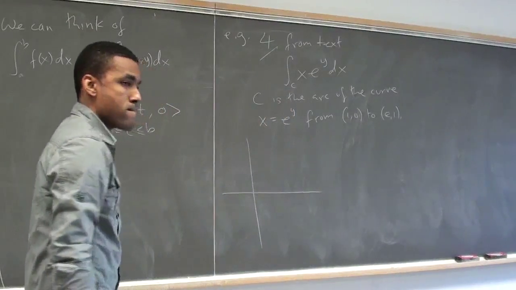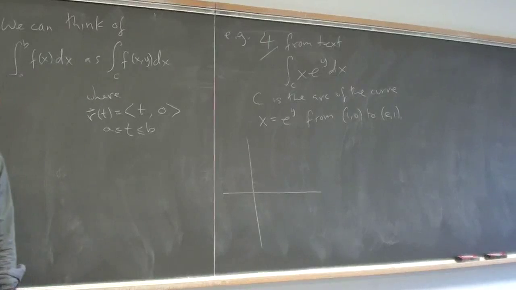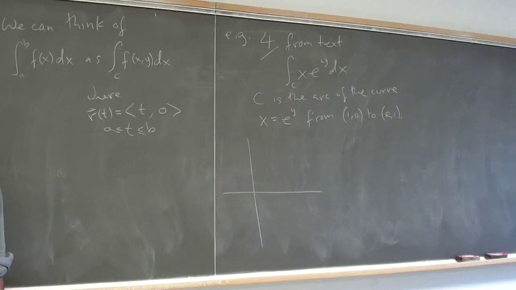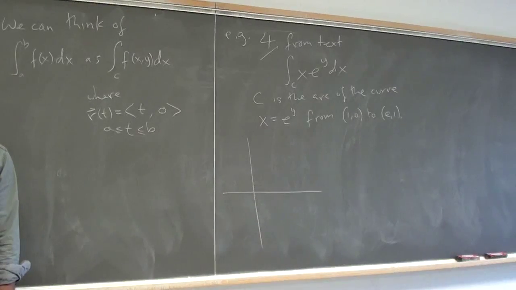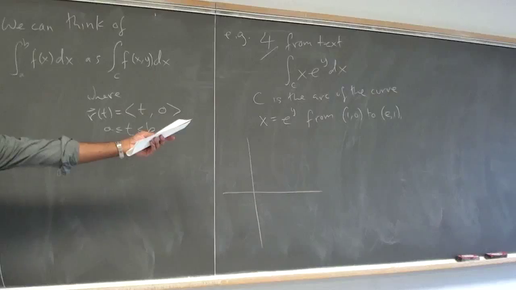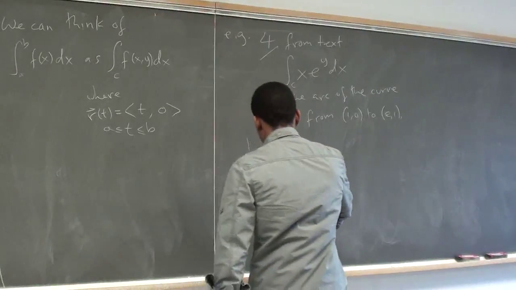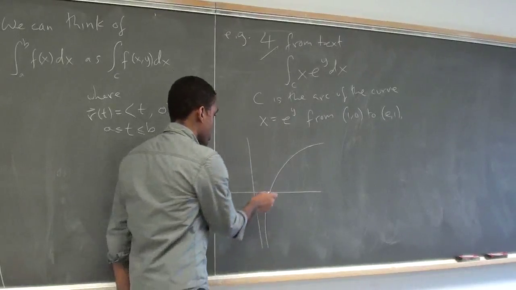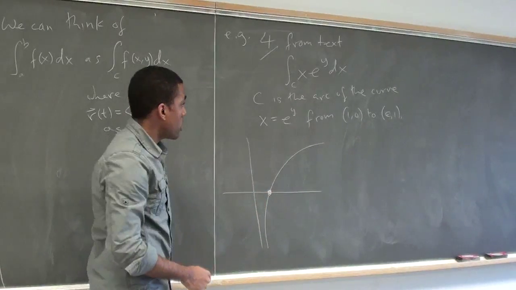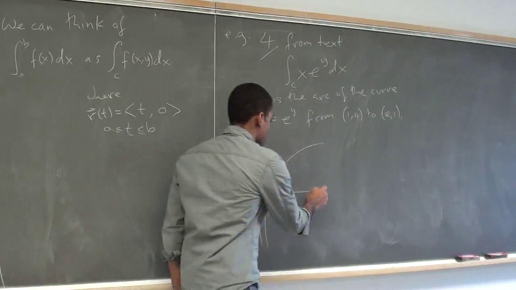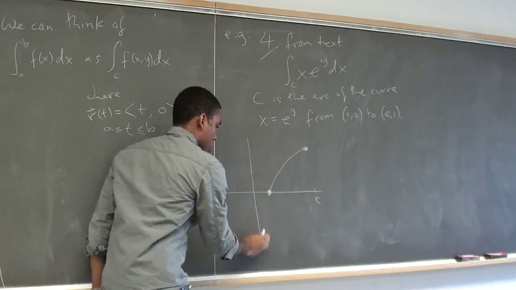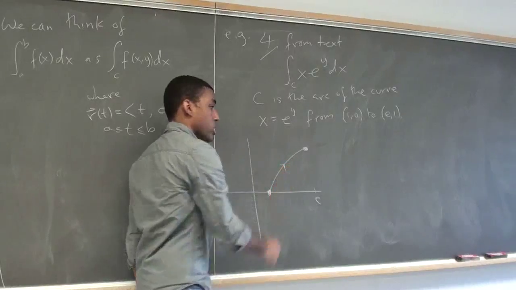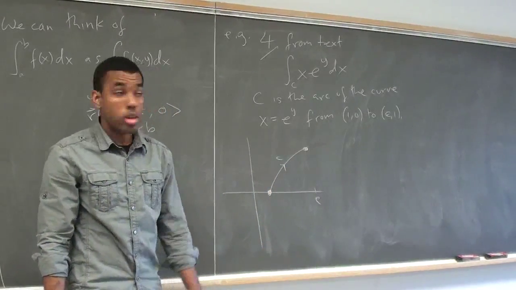What does the picture look like? So you have e to the y, which is the exponential function. So basically, it's like ln. You can solve for y. That means y is equal to ln x. So pretty much the curve you're looking at is ln x. But you want to start at (1, 0), which is here. You know ln x is 0 when x is 1. And it moves up to (e, 1). So you really want just this curve right here. So that's your curve C. You're moving from this point to that point. So that's the picture. And I want to compute this line integral.